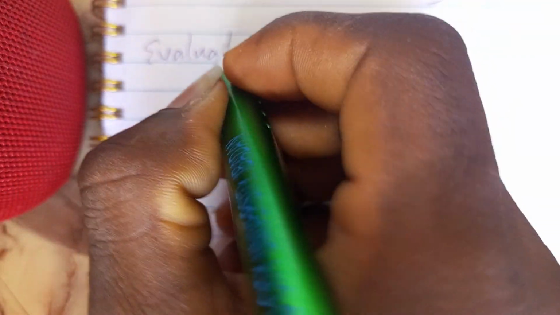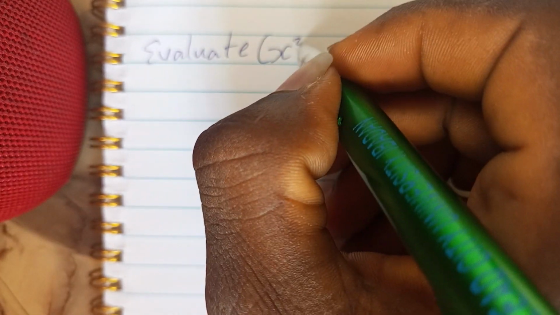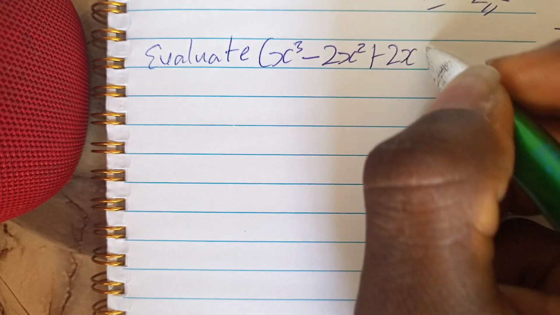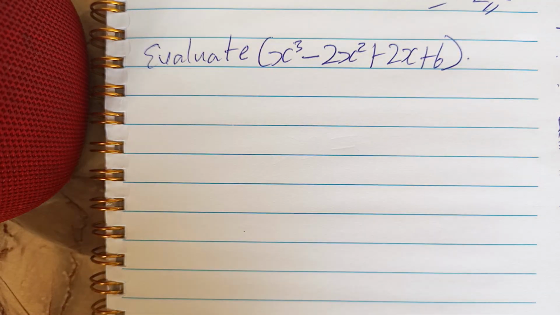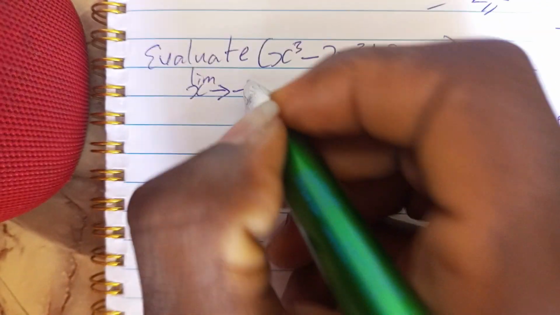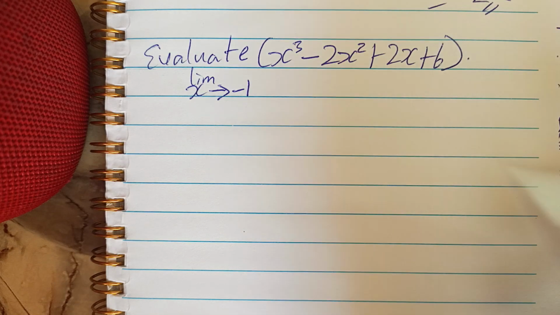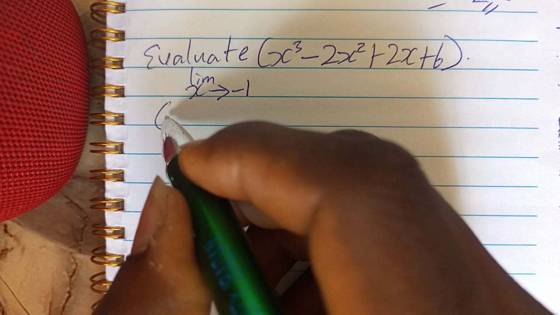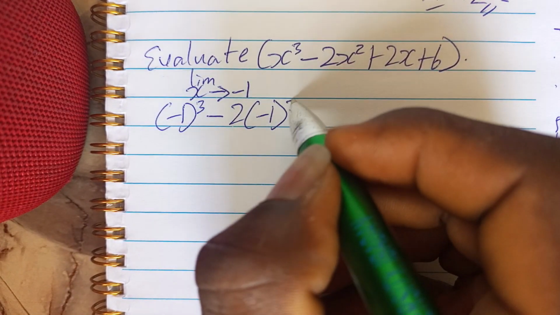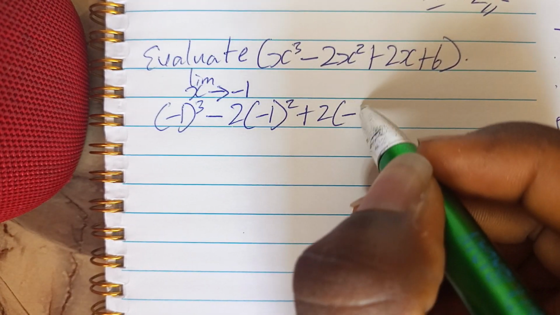Alright, so the next question is the same limit question. Evaluate the limit of x raised to power 3 minus 2x squared plus 2x plus 6. Here, x still tends to -1. So the same thing we're going to do here. Put -1 everywhere you see x: -1 cubed minus 2 bracket -1 squared plus 2 bracket -1.